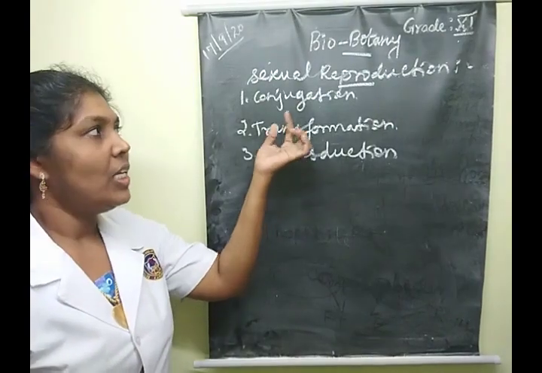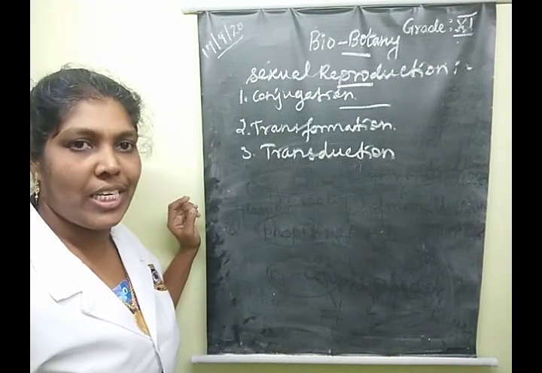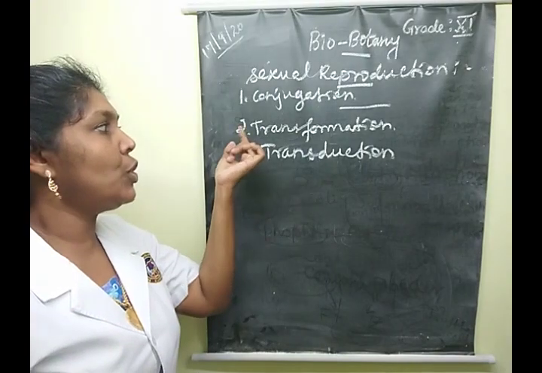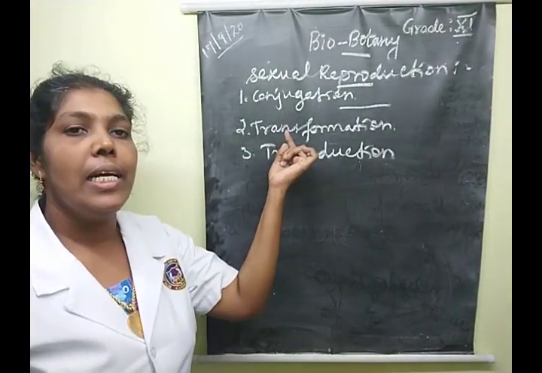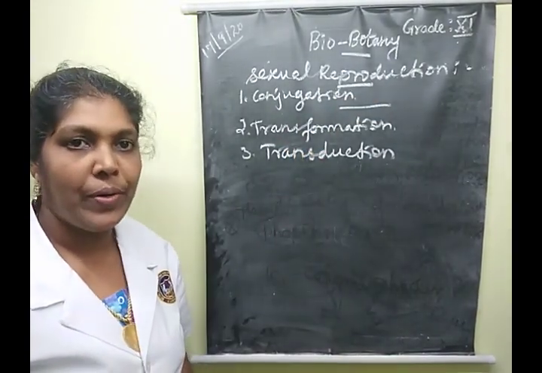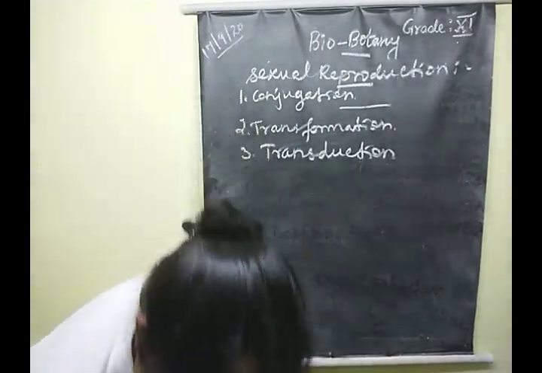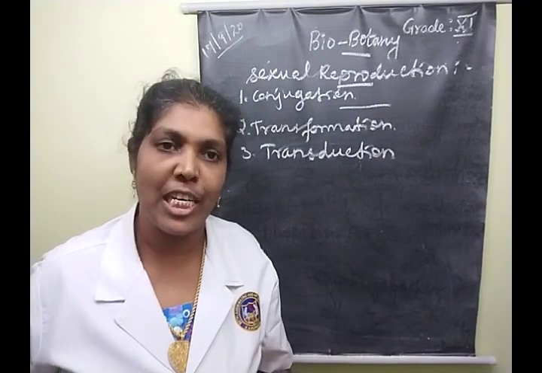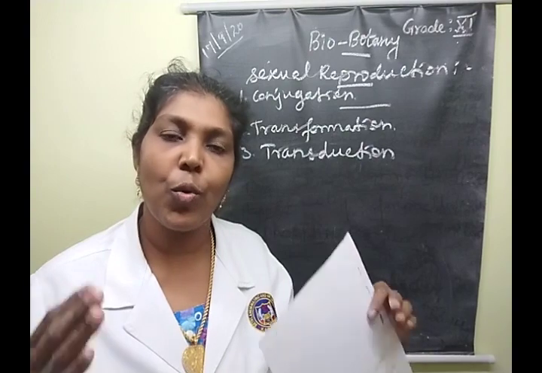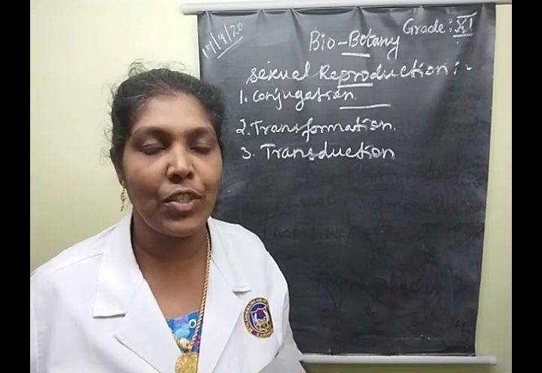Yes. Very good. So in the last class we completed this much, up to conjugation. Do you remember that conjugation? Yes. Very good. So in today's class we are going to learn the second sexual reproduction in bacteria, transformation. First, what is meant by transformation, children? Very good. The transfer of DNA from one bacterium to another bacterium. So that is known as transformation.